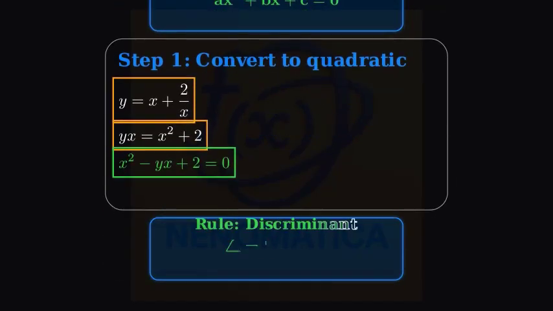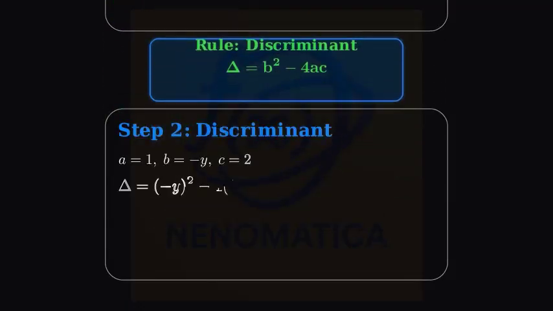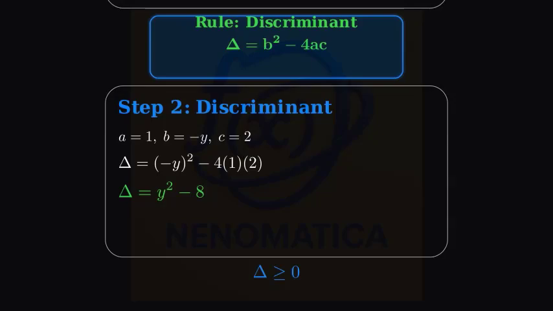Step 2. For x to be real, the quadratic must have real solutions. The discriminant delta equals b squared minus 4ac. Here, a equals 1, b equals negative y, and c equals 2. So delta equals y squared minus 8. For real roots, delta must be greater than or equal to 0.